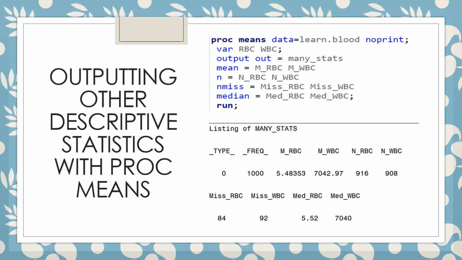The two variables m_rbc and m_wbc represent the mean of RBC and WBC respectively. The two variables med_rbc and med_wbc are the medians of the two variables. n_rbc and n_wbc represent the number of non-missing values. miss_rbc and miss_wbc represent the number of missing values for these two variables. As a check, notice that n_rbc plus miss_rbc equals 1000, the total number of observations in the dataset blood.